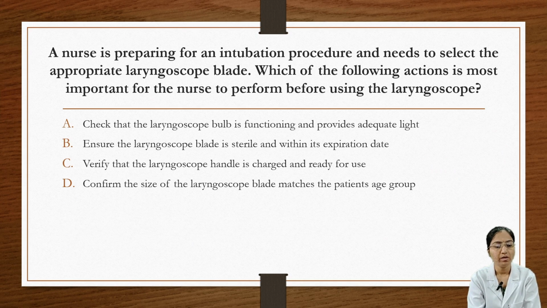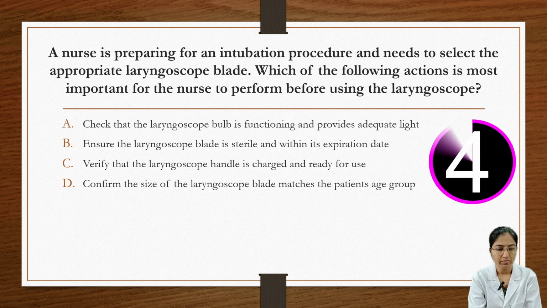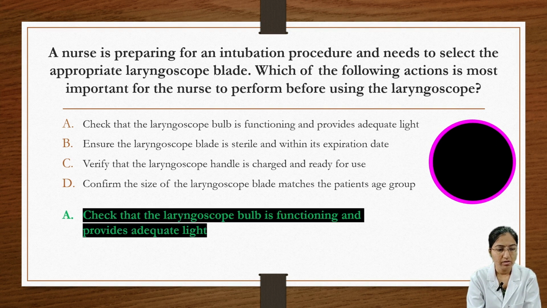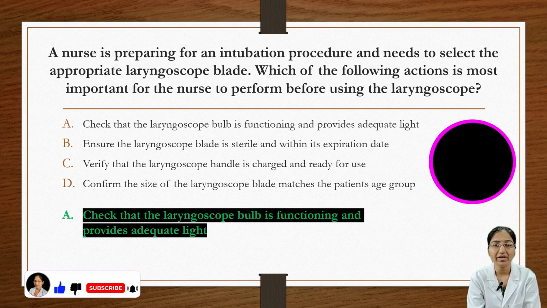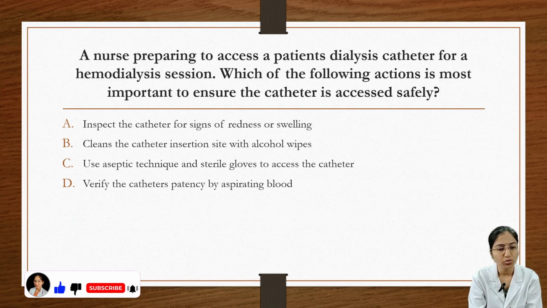Next question. A nurse is preparing for an intubation procedure and needs to select the appropriate laryngoscope blade. Which of the following actions is most important for the nurse to perform before using the laryngoscope? Options are given. The right option is A, that is check that the laryngoscope bulb is functioning and provides adequate light. We'll move to the next question.